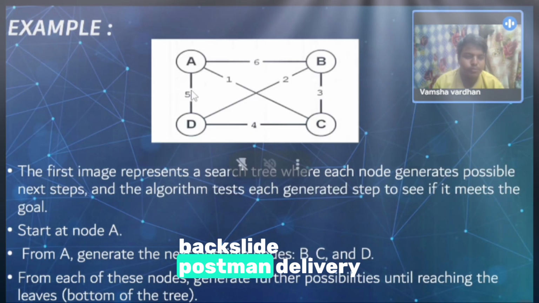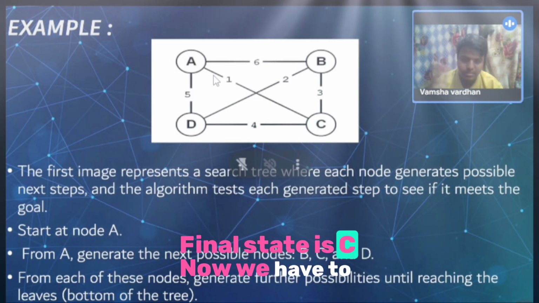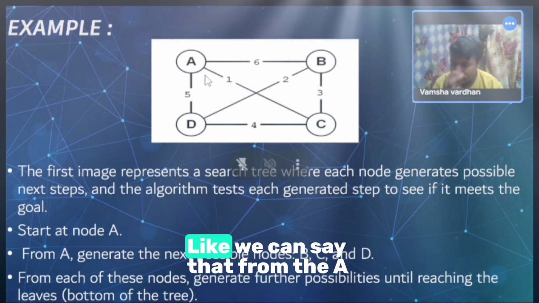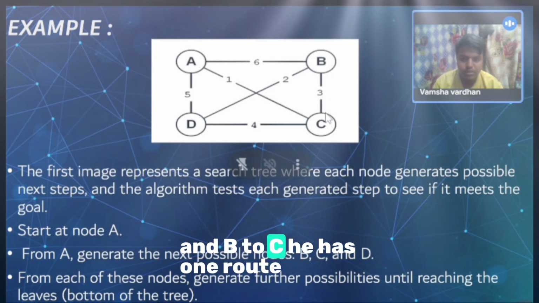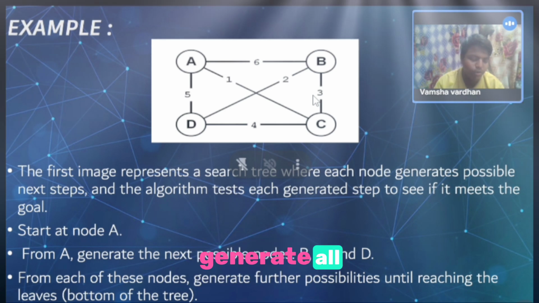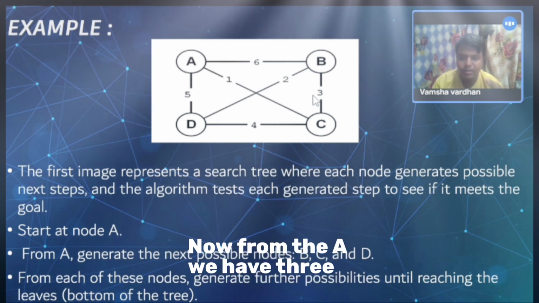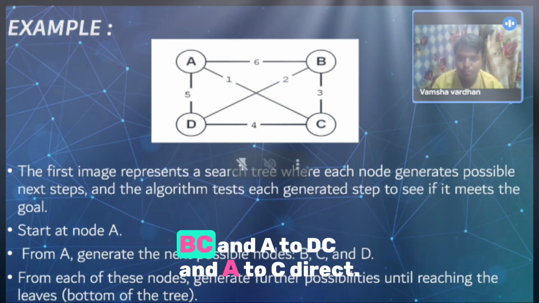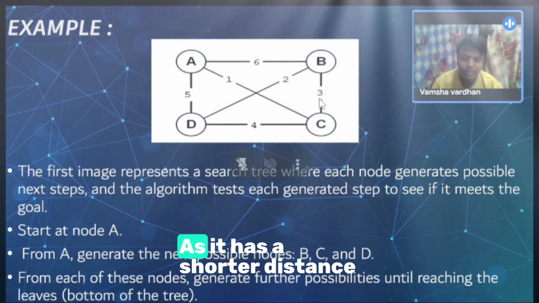Previous slide. Postman delivery starting from the city A. He has three routes for the final state. The final state is C, so we have to go from A to C. According to the algorithm, we first have to generate all the possible solutions, the routes to reach the final state. From A he has three routes to reach the final state: A to B, C; A to D, C; and A to C direct, as it has a shorter distance.